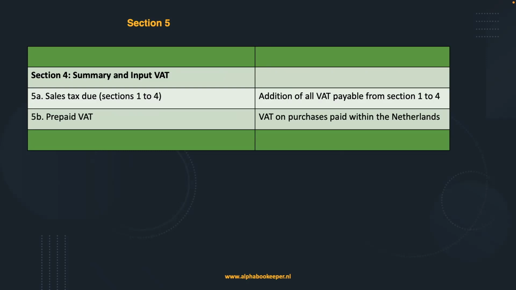And finally, Section 5 of the VAT form deals with the summary of everything. 5A is the total of everything that you have declared from Section 1 to Section 4. And 5B is where you recognize the VAT you have paid to purchases within the Netherlands. You cannot claim VAT you pay on purchases from outside the Netherlands. You can claim that via another means. You can only claim back VAT you paid on purchases made for business purpose within the Netherlands, and you report that under Section 5B.